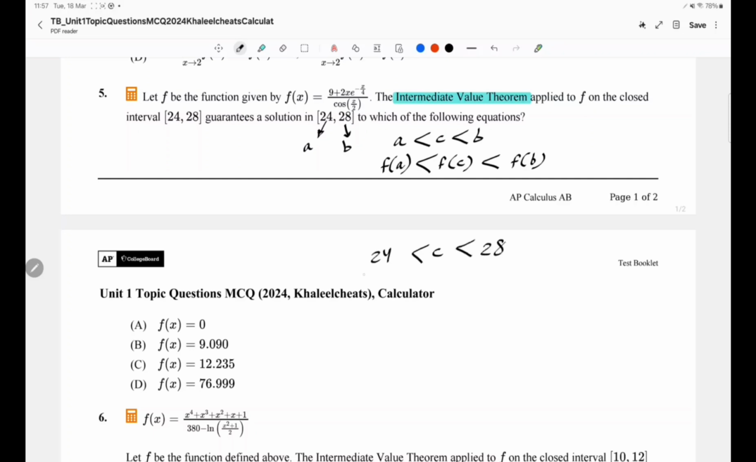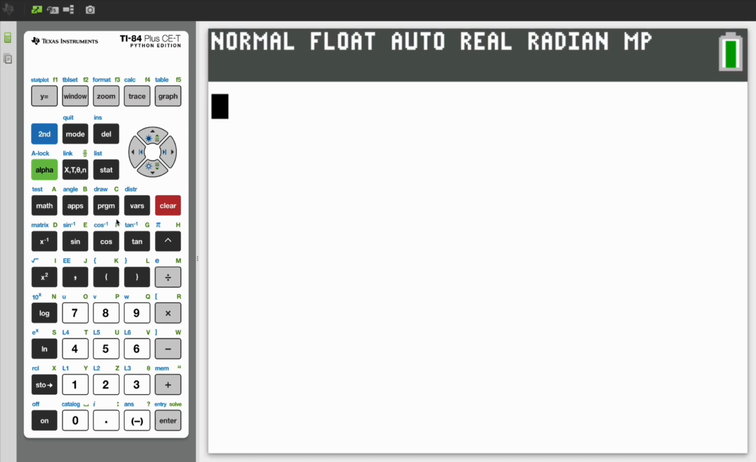I must also now do the additional thing of finding how much is the f of 24, so that the f of C is bigger than that, but less than the f of 28. Now it's time to use our graphing calculator or any calculator to find f of 24 and also f of 28. Now I'm going to be using my graphing calculator to find the value when x is 24.